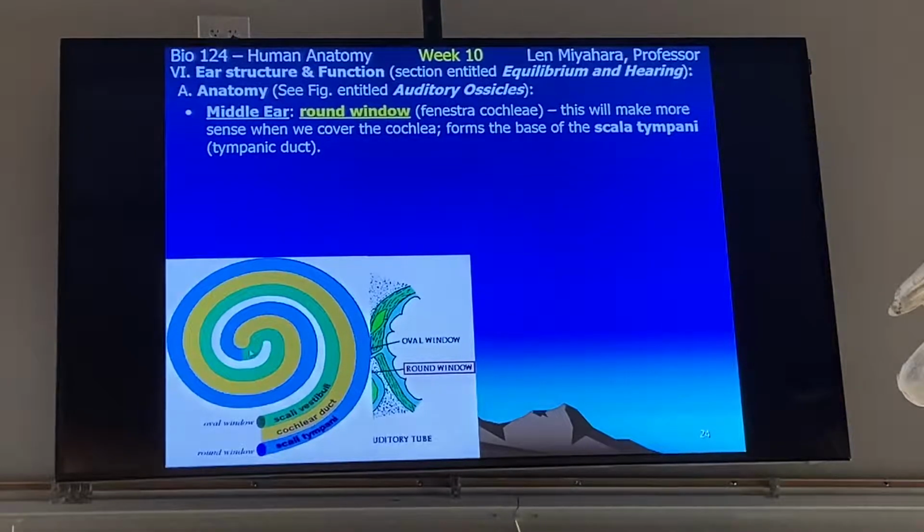Scala vestibuli is in green, scala tympani is in blue, and look what happens at the apex. One runs right into the other. It is actually the same chamber. But at any one point in the 2.5 turns, it looks like 3 chambers. In reality, there's only 2. The chamber that has the endolymph, scala media or cochlear duct, they're in yellow, and the other 2 that have perilymph, they are actually the same chamber because they join at the apex. Does everybody see that?